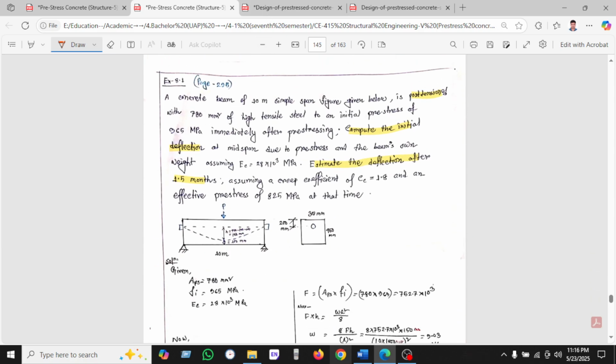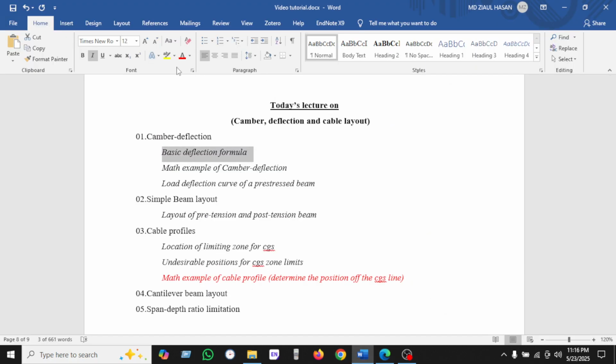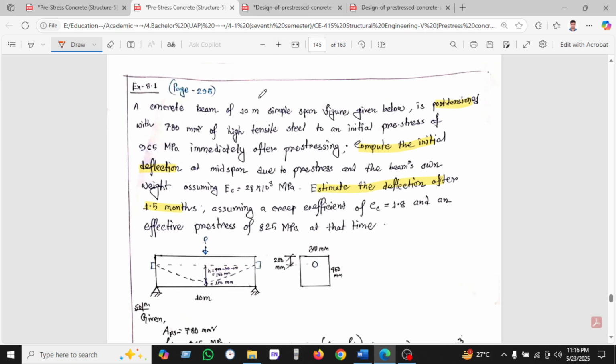So now let's see another topic, which is a math example of camber deflection. This is an example. At first we write the question. The question is: a beam of 10 meter span, simply supported, the figure is given below.